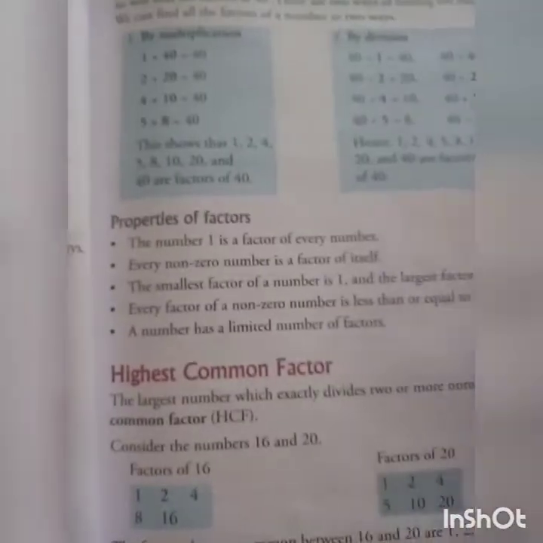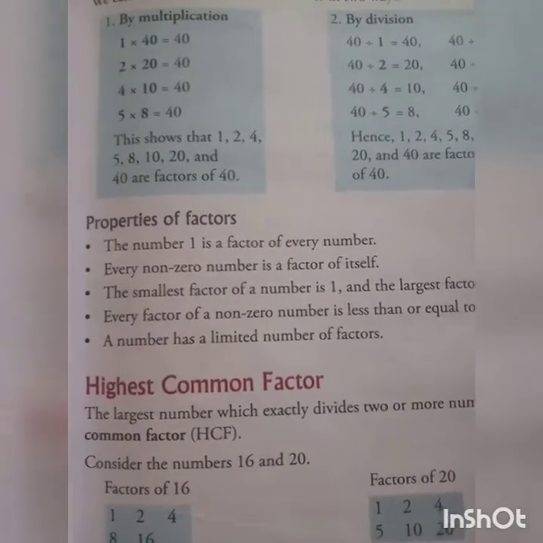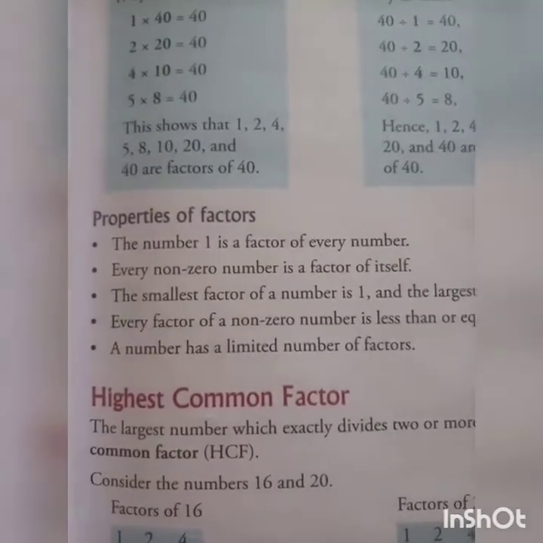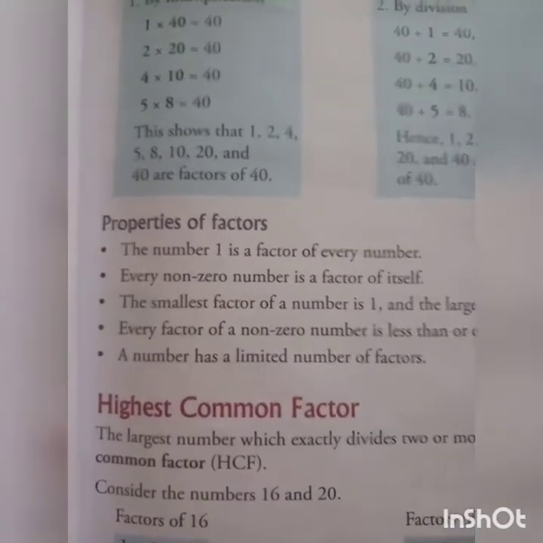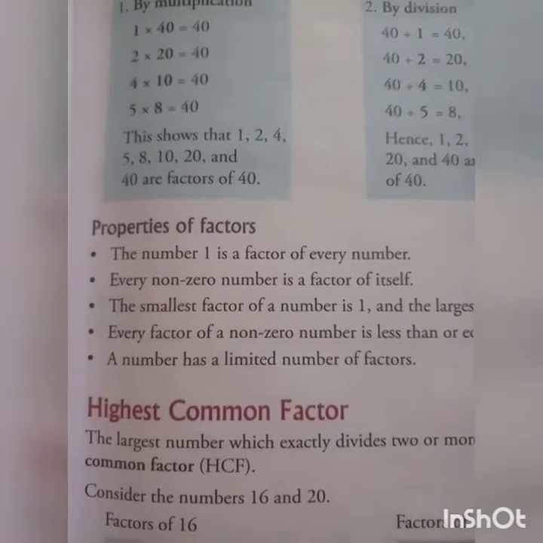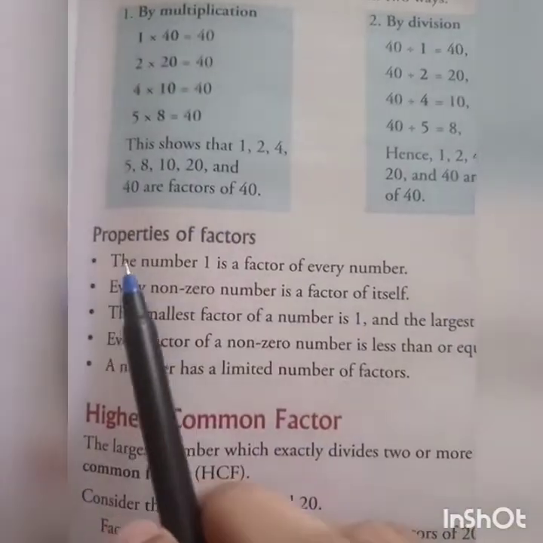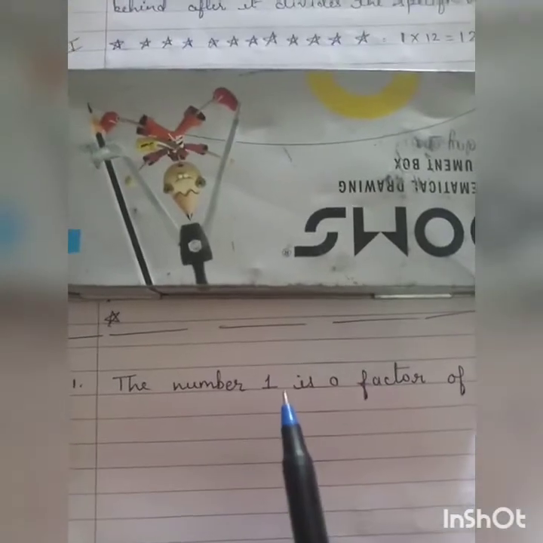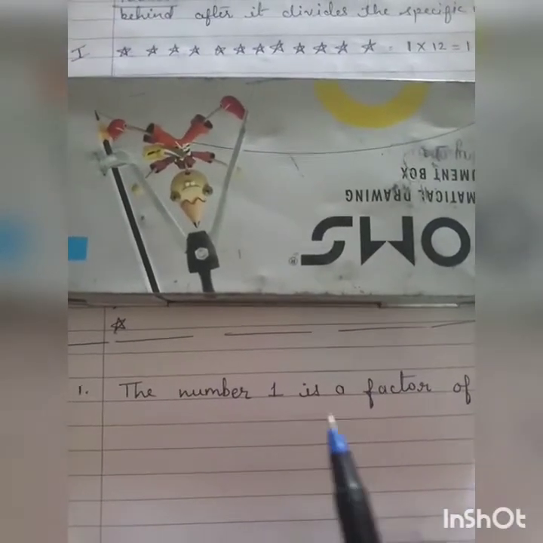Hello dear students, in the last video I explained how to find factors by the multiplication method or by the division method. In this video I am explaining the properties of factors. The first property is that the number 1 is a factor of every number. It means every number has a factor which is 1.